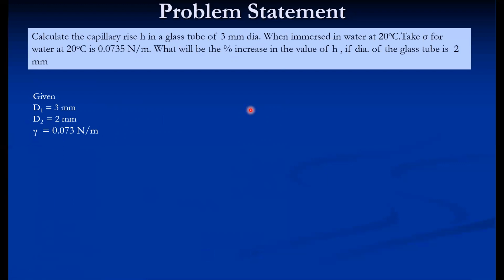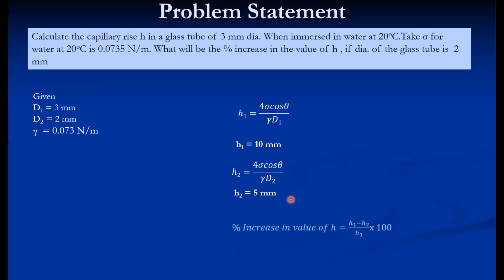So for the percentage increase, first, again, we calculate H1 by considering diameter 3 mm. Rest all parameters are the same, sigma value and gamma value. Similarly, this is H1. H2 is 4 sigma cos theta upon gamma d, only the diameter is different, other parameters are constant. So H2 is this. 3 mm is the initial diameter. So the percentage increase in value from 3 mm to 2 mm is initial minus final upon initial.